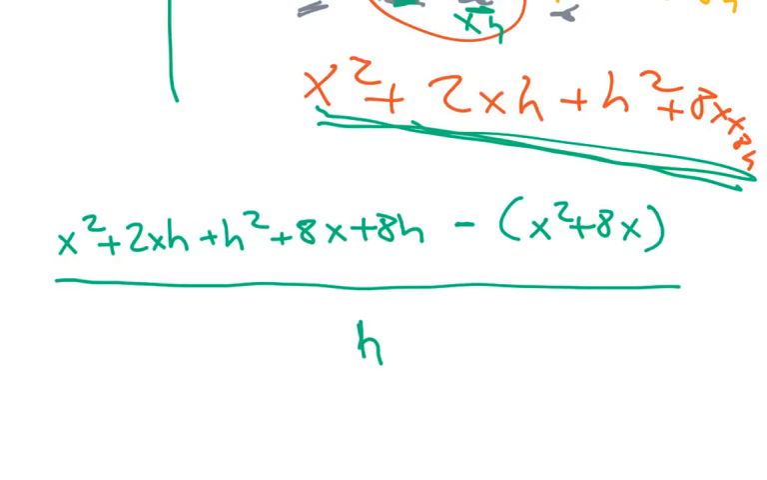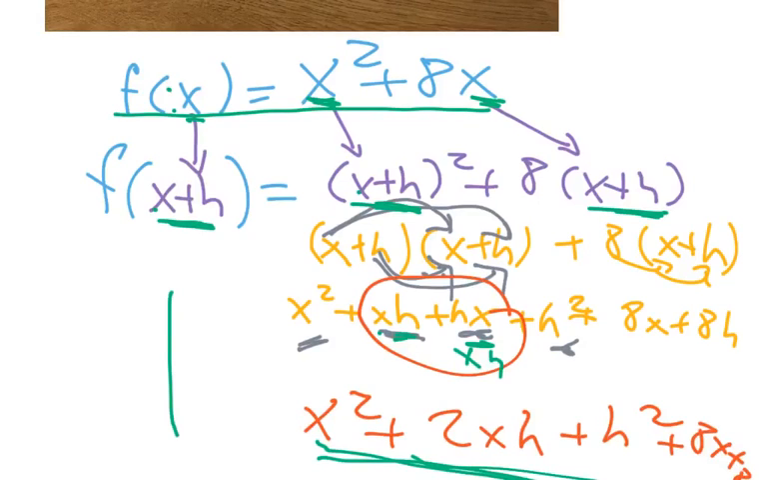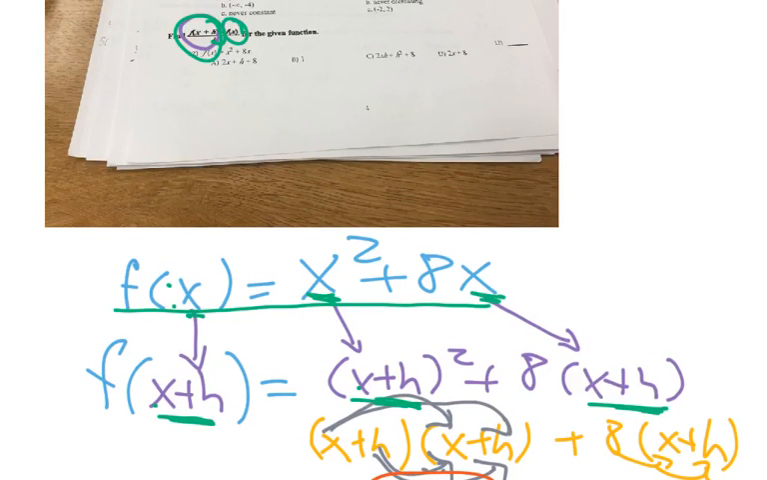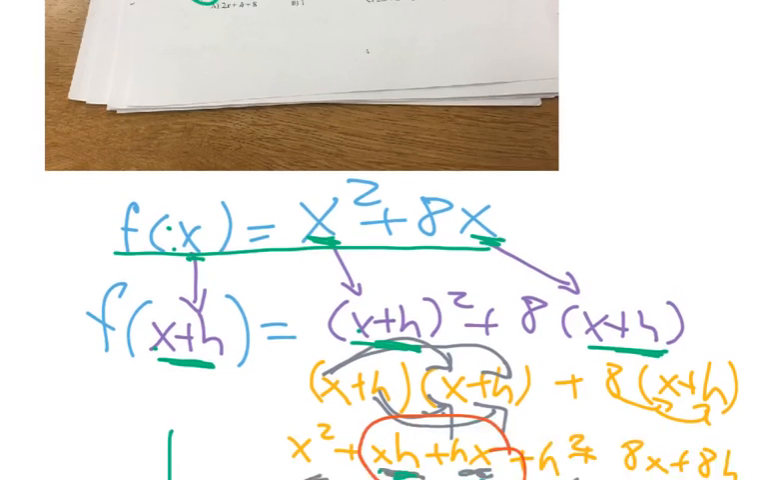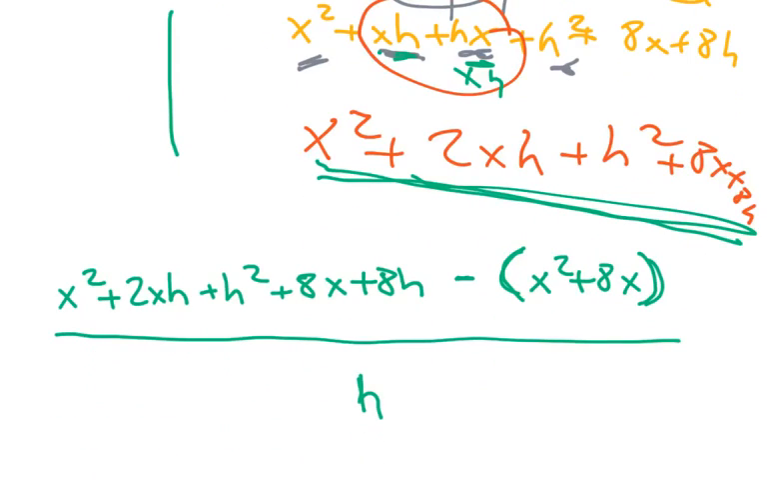So the $1 million question here is what should always happen when you clean up the top part? Anything that doesn't have an h in it should cancel out every single time. So if that's not happening, you did something wrong. The other thing that's very important here is that the second part, f of x, is just the original function. When you plug that in, you have to plug it in parentheses. If you don't put it in parentheses, you're going to miss the question.